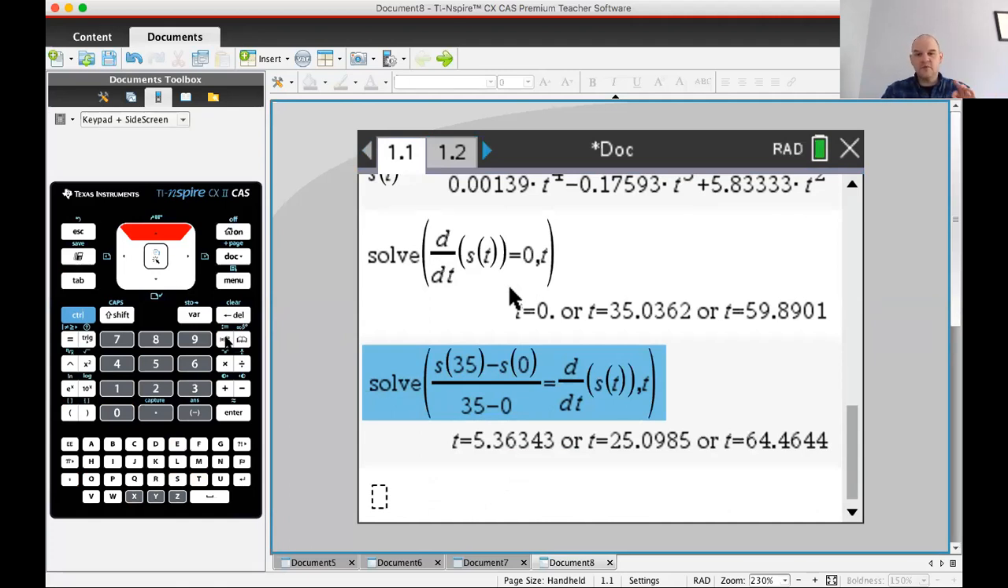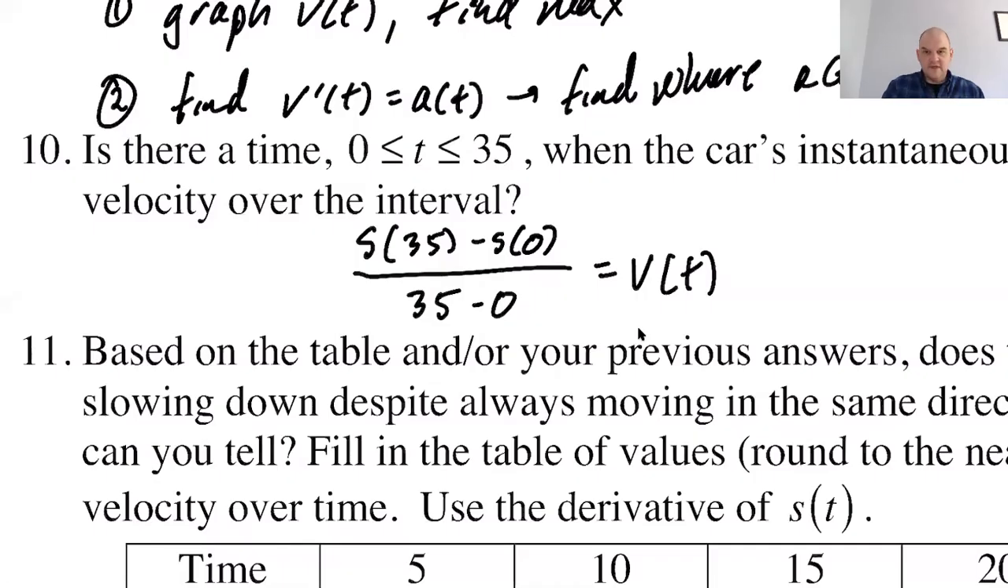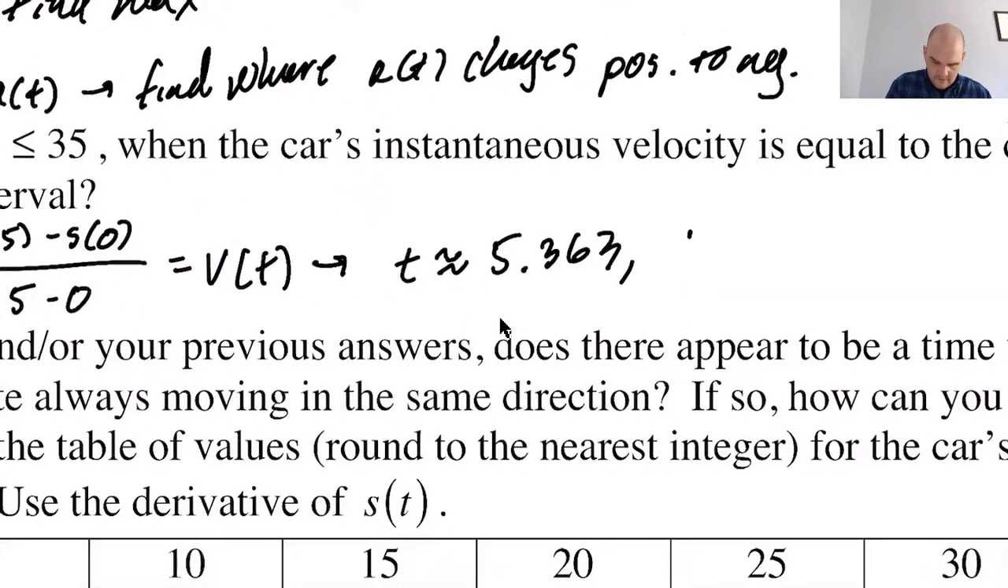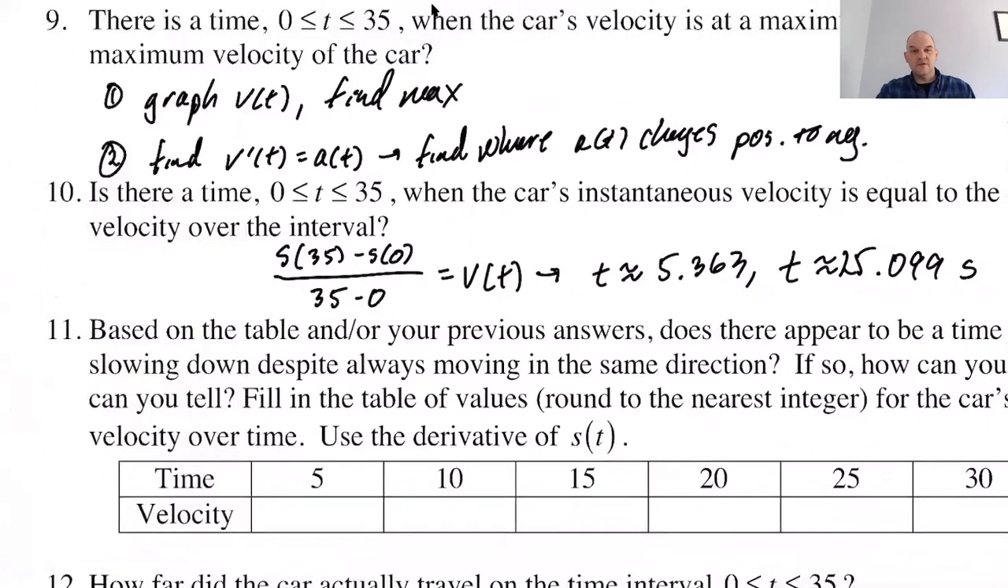5.363 and 25.099. So let's write those down. So I'm gonna go back to the notes and put this in. So we got t is approximately, because it's definitely not exactly anything, 5.363, and also 25.099, and both of those are seconds. It's actually 2 times at which that happens.